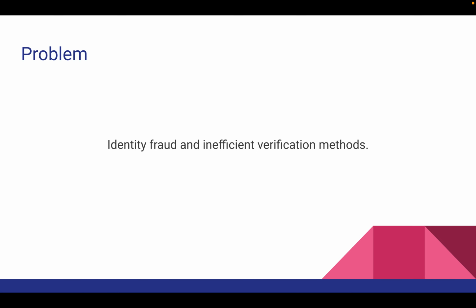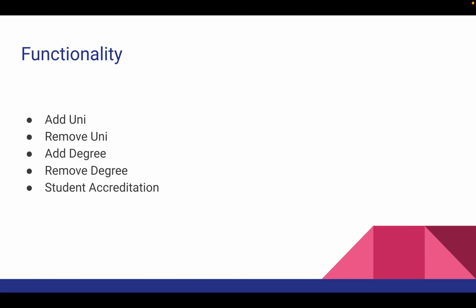What is the relevance? For our beginning, there are three parties at risk: employers, universities, and students. All three face potential risk if there is identity fraud or misinformation on the student's ID. So the application itself revolves around student accreditation.